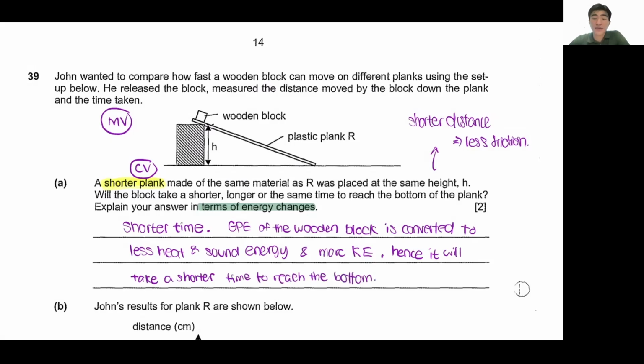For the first part, you just need to understand that since the wooden block is traveling a shorter distance on a new plank, there's less friction, so there's less heat and sound energy being converted, and hence there is more kinetic energy, right? So it makes sense for the block to move faster, and hence it will take a shorter time to reach the bottom. Now let's look at the second part.